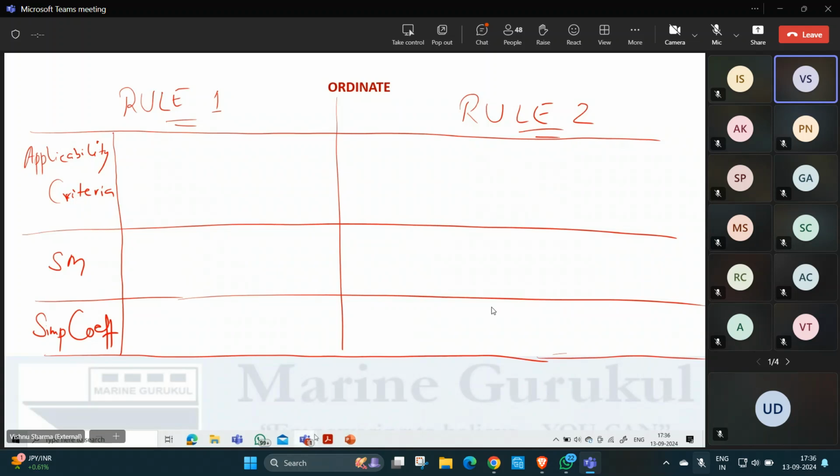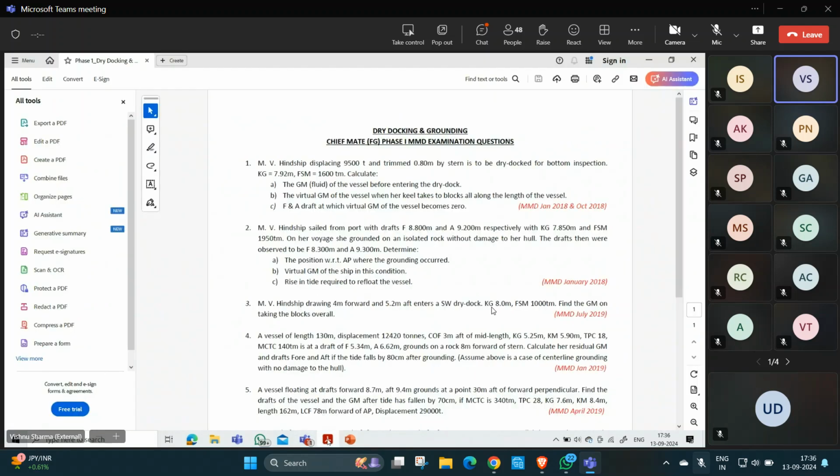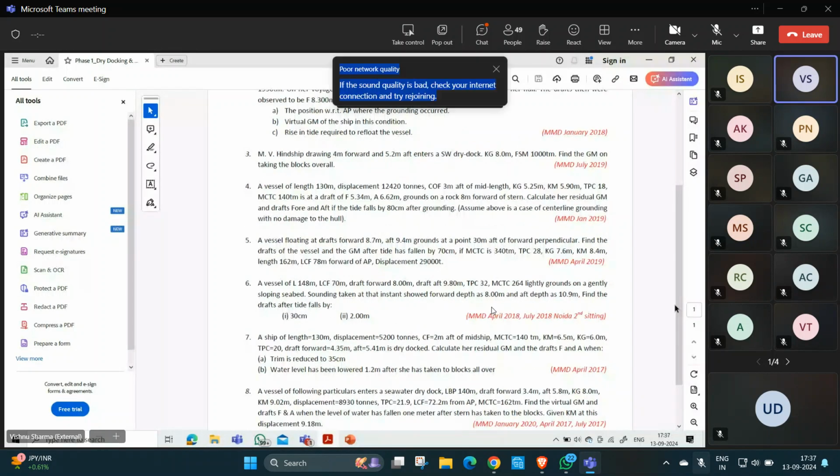Okay, class, time to start. Here is the dry docking assignment. Please let me know if anybody has any doubts in question number 3 and 4. Otherwise, we'll continue with Simpson's. Leave question 5 and 6 for you to complete today. Everybody is good with 3 and 4? Yes, sir.